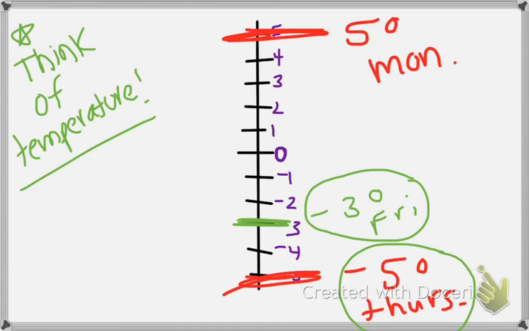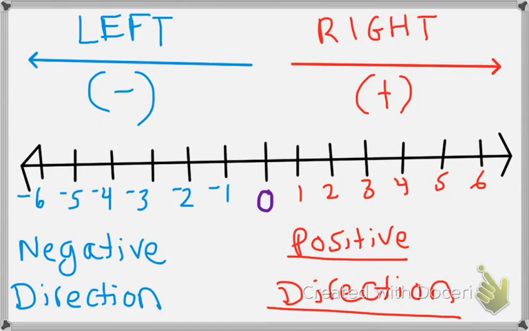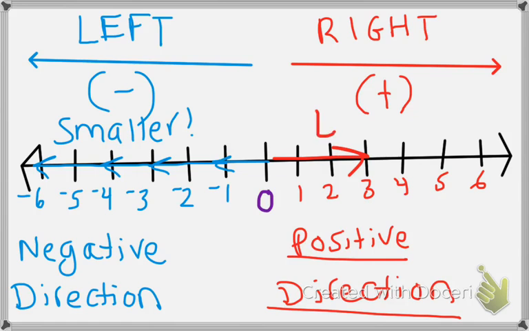Again, I'm assuming negative 3 on Friday, because negative 3 is, in quotes, warmer or hotter than negative 5. So, going back to the timeline, when you're going to the left, and again, think of temperature, the numbers are getting smaller. You're getting colder. Numbers are getting smaller. Now, when you're going to the right, the numbers are getting larger. As you're going to the right, they're getting larger.